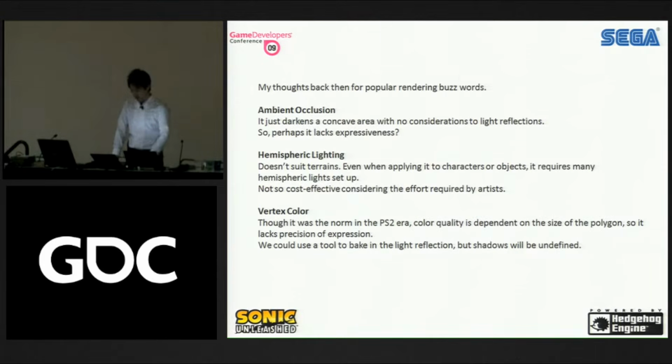Next is hemispheric lighting. It doesn't suit terrains. Even when applying it to characters or objects, it requires many hemispheric lights to set up, so it's not so cost-effective considering the effort required by the artist. Now, vertex color, though it was the norm in PS2, has color quality dependent on the size of the polygon, so it lacks precision of expression.